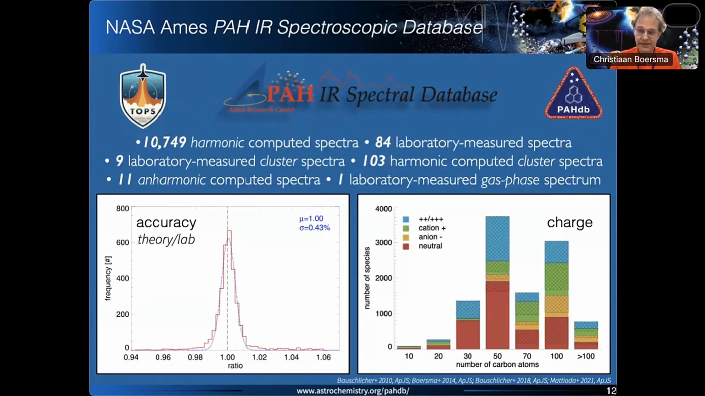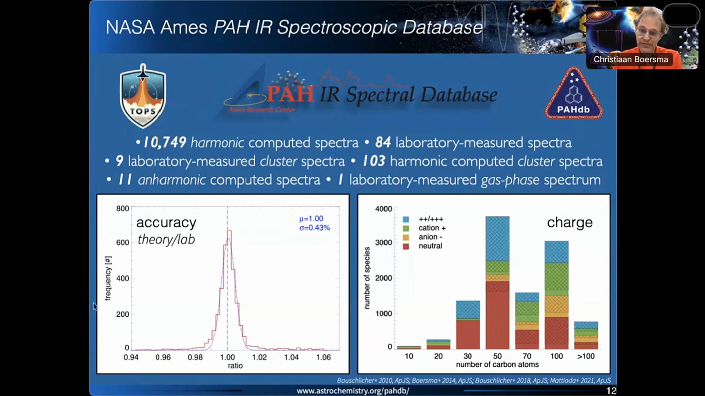As far as spectral libraries are concerned, PAHdb offers 6. There is a library of harmonic computed spectra, which currently holds almost 11,000 spectra, that of laboratory measured spectra, which holds 84 spectra, that of laboratory measured PAH cluster spectra, which currently holds 9 spectra, that of harmonic computed PAH cluster spectra, which currently holds 103 spectra, that of anharmonic computed PAH spectra, which currently holds 11 spectra, and that of laboratory measured gas phase PAH spectra, which currently holds a single spectrum. It should be noted that not all these libraries are currently publicly available yet.